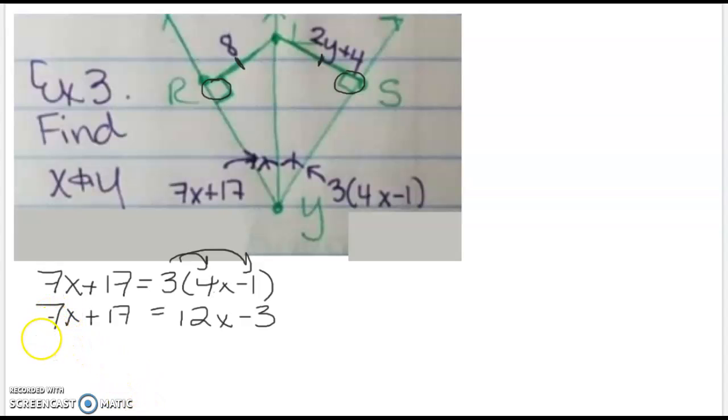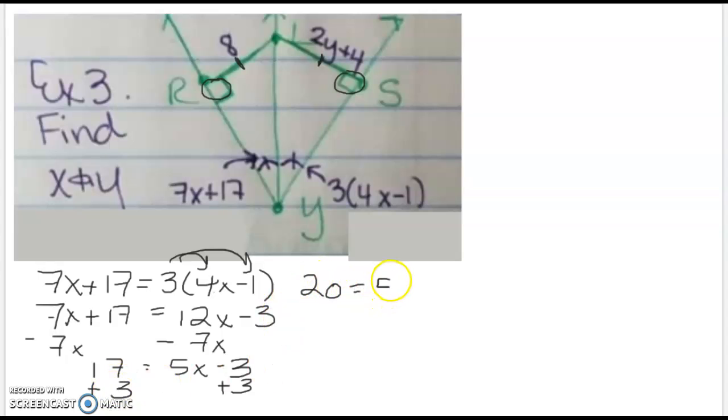And then, like I said before, I like to take my smaller x and subtract it from my larger x. That keeps them positive. And I get 17 is equal to 5x minus 3. Add 3 to both sides. I get 20 is equal to 5x. Make sure to carry that up. And then divide by 5. And x is equal to 4.